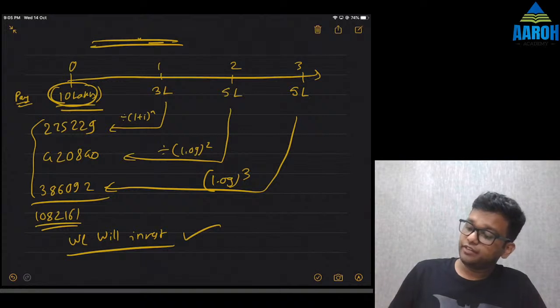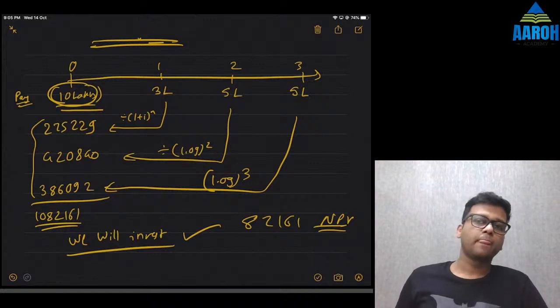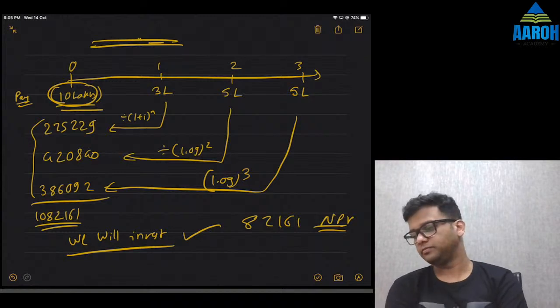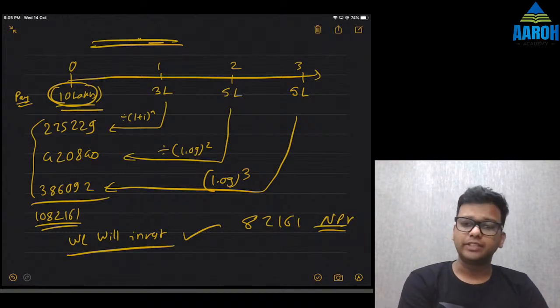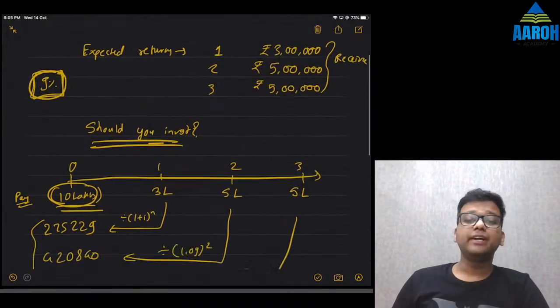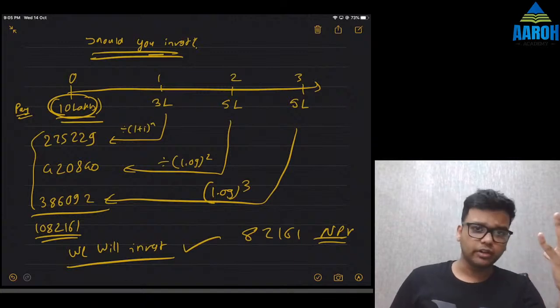The difference, 82,161, is called NPV, if you remember. We should invest. Let me know if everyone has got this. NPV is 82,161. That is called a capital expenditure decision, that is, whether we should invest in a big project or not. How much are the returns going to be?